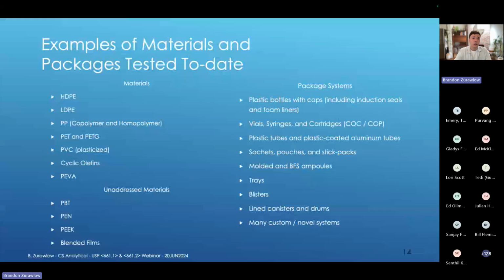Just as a quick overview, I put this little slide together to highlight the different types of materials, both addressed by the chapter and unaddressed by the chapter, as well as package systems and components that we have evaluated under these chapters over the past 10 or so years. So I'll leave this here for just a moment for you to glance through.